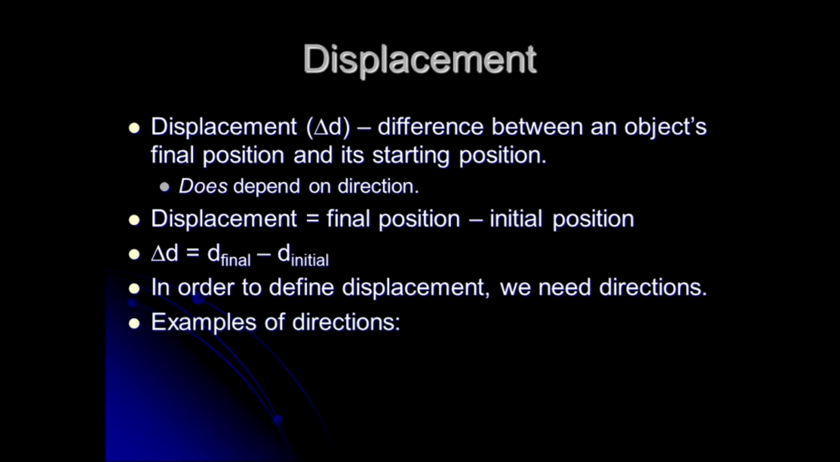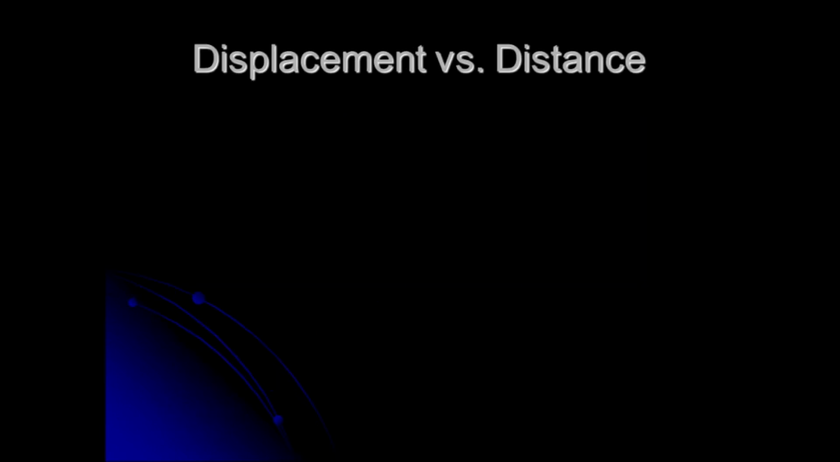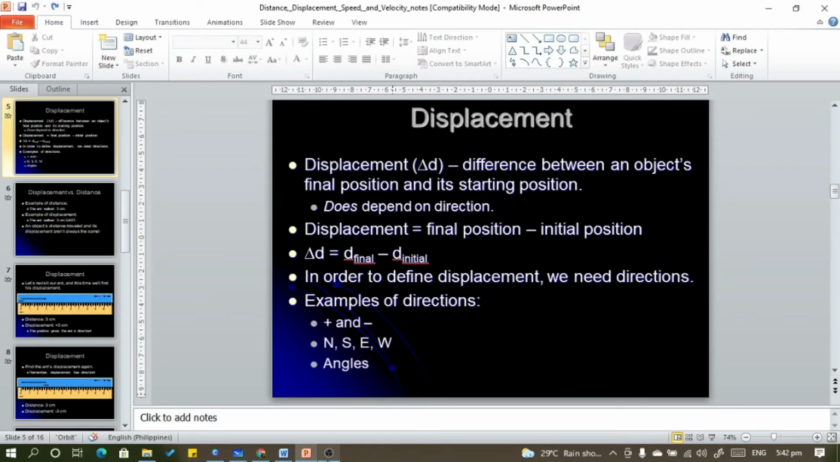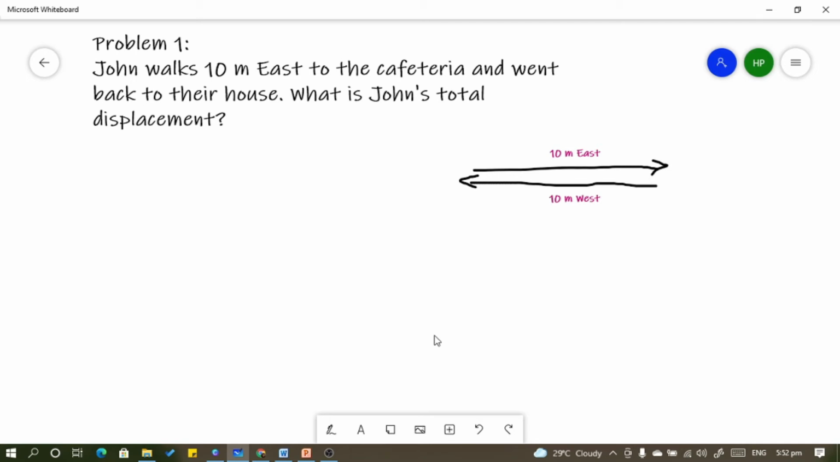So these are some examples of directions: positive and negative sign, heads north, south, east, west, or it could be in the form of an angle. Okay, let's have an example. We're going to solve a problem that we used in the distance example but in displacement. So John walks 10 meters east to the cafeteria and went back to their house. What is John's total displacement?